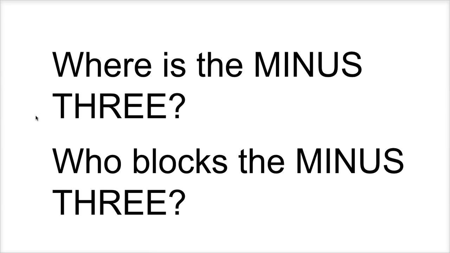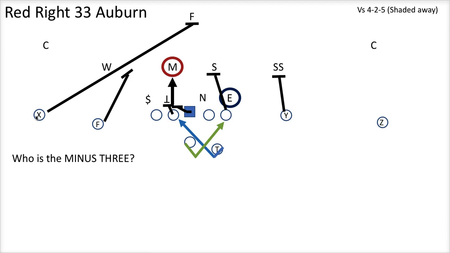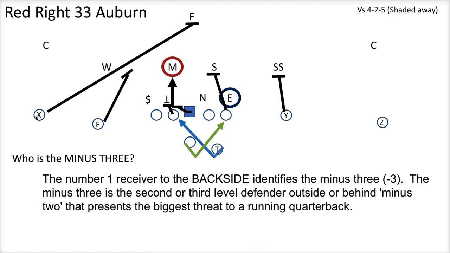Where's the -3? Who blocks the -3? Well, the number 1 receiver to the backside identifies the -3. The -3 is the second or third level defender outside or behind the -2 that presents the biggest threat to a running quarterback. There he is. That's the -3, and the Z is the receiver that blocks him.